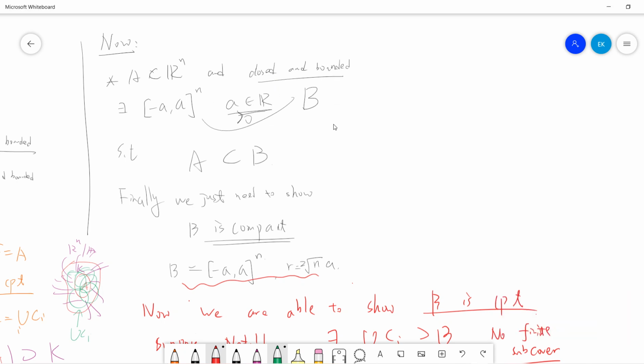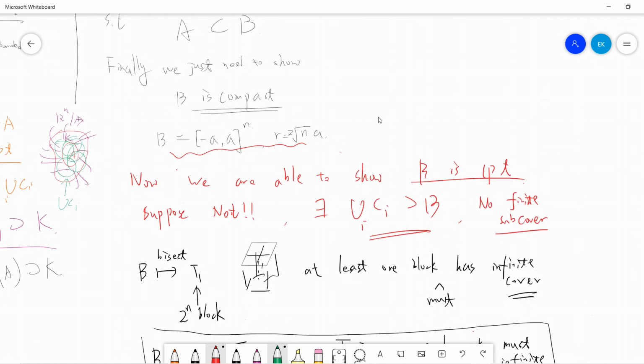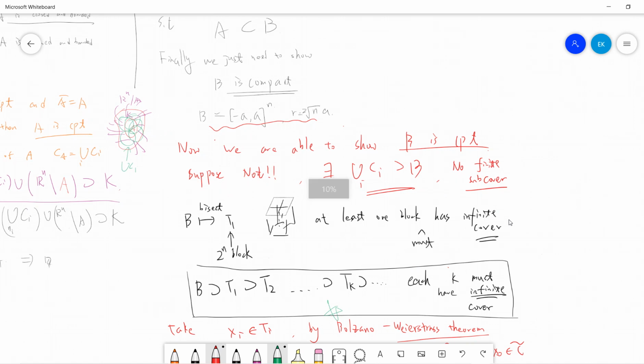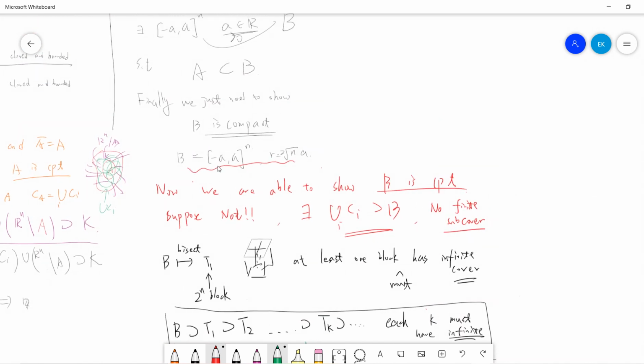We already used that A is closed and bounded, right? So the final thing is that we need to prove A is compact. Then A is a closed subset of a compact set, so A must be compact. So we only need to show B is compact. I don't think we use... maybe we use the Bolzano-Weierstrass theorem. Okay, nice. So B is compact, right?